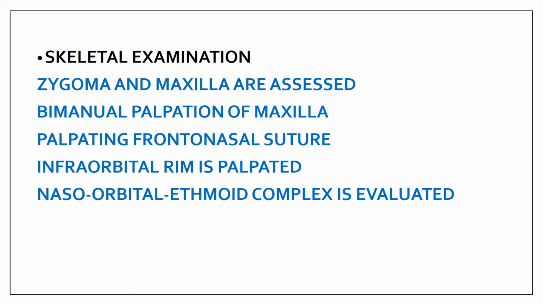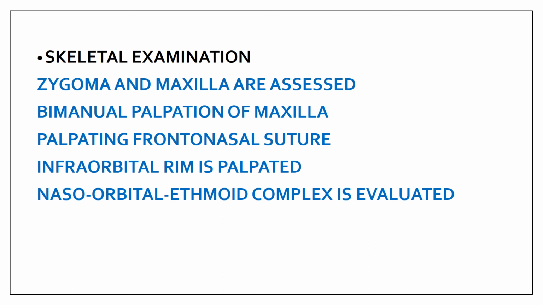Then we do the bimanual palpation of the maxilla. It involves placing one hand on the forehead, which stabilizes the head, and the other hand is used for manipulating the maxilla to check its mobility. And we have seen in Le Fort 1, if we move the maxilla, it is known as a floating maxilla, because the maxilla is completely detached from the upper structures and there will be mobility of the maxilla. So this is the bimanual palpation of the maxilla.